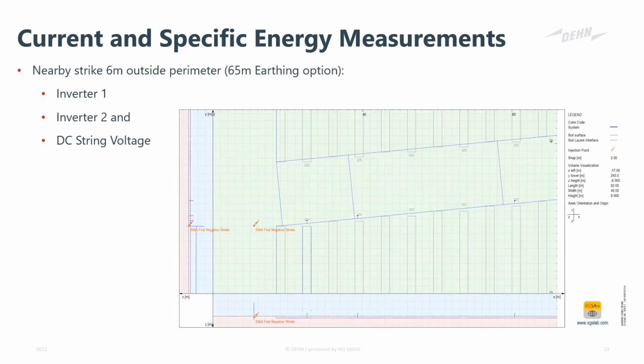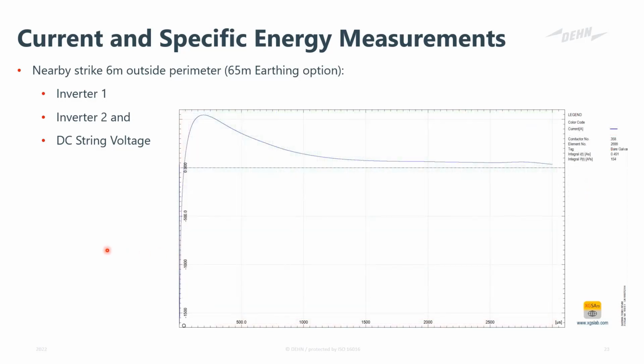overstressed. Then we look at a nearby strike just outside of the plant, 6 meters away, and then we measure at inverter 1 here on the left and inverter 2 on the right, and then we also measure the DC string voltage from the induced voltage on the strings. Firstly, at inverter 1, you can see immediately the energies are much lower. We talk about 154 amp squared seconds.